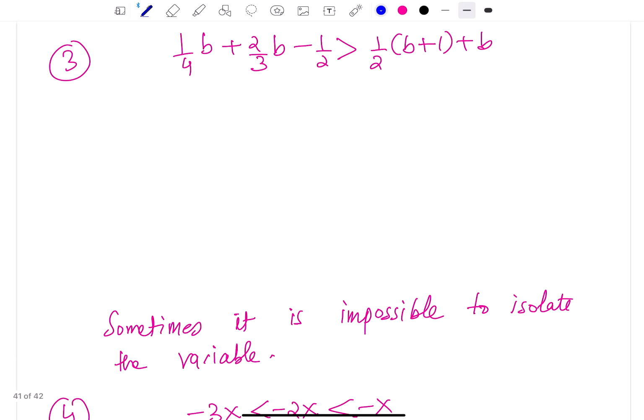Next example, we have a bunch of fractions here. So my first attempt is to clear all the fractions. I'm going to multiply everything on both sides by the LCD, multiply by 12. You could work with fractions, but I personally prefer to clear all the fractions. So I'm going to multiply every single term on both sides by 12.